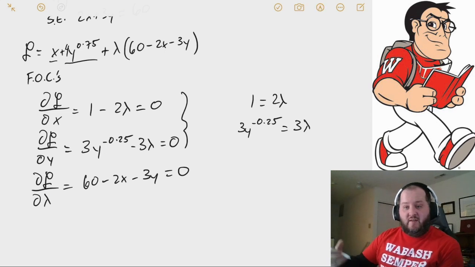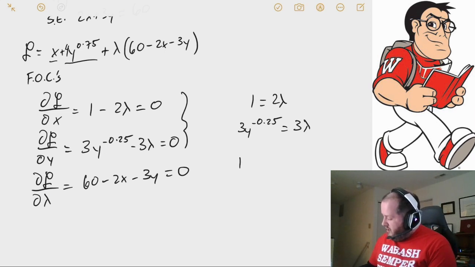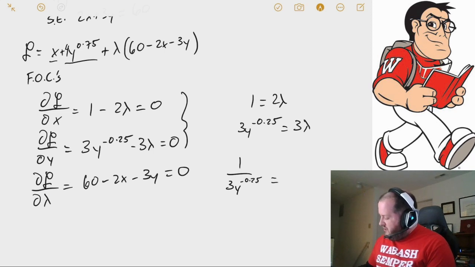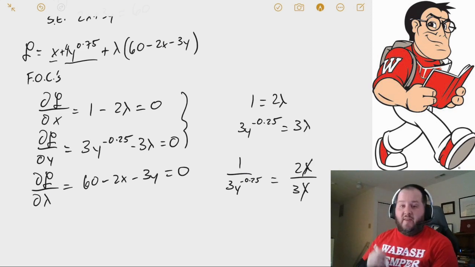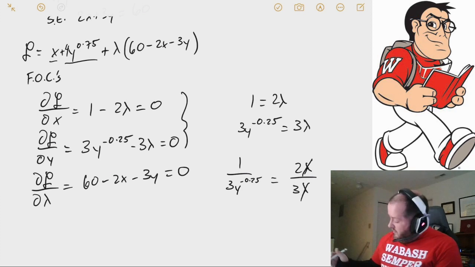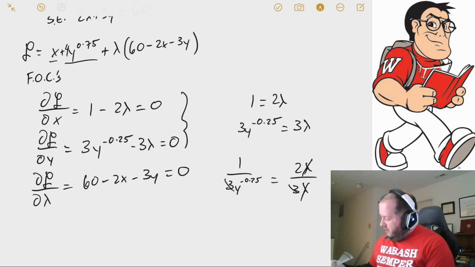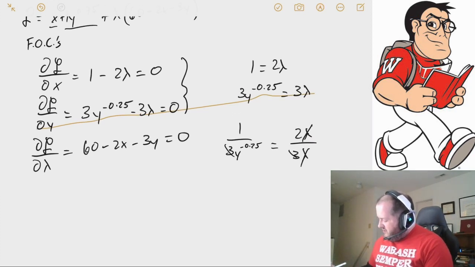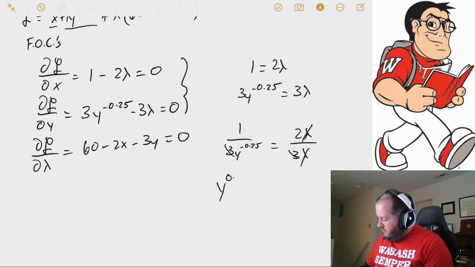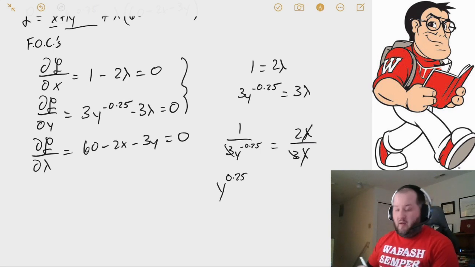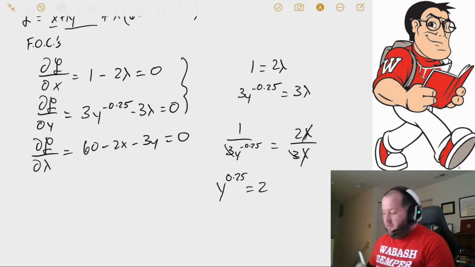Take the first one, divide it by the second one. 1 over 3y to the negative 0.25 equals 2 lambda over 3 lambda. When we do that, the lambdas cancel out, and that's what we wanted to do. We're also going to find that the 3's cancel out too. Excellent. So this is going to tell me I can rewrite 1 over y to the negative 0.25 as y to the 0.25, just get rid of that negative exponent right there, equals 2.